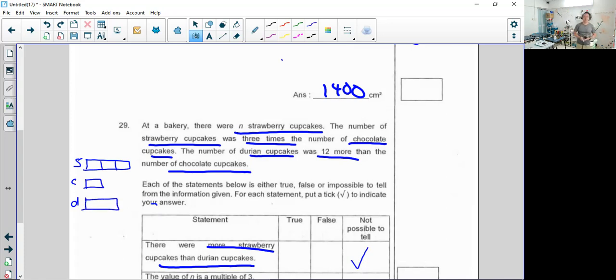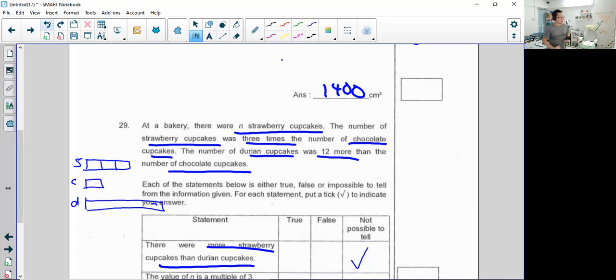So if I draw this way, then you will see that the durian is less than the strawberry. But if I draw this way, if I draw a bit longer, then what happened? It will be more than the strawberry. So we are not sure whether the durian is less than the strawberry, or whether the strawberry is lesser than the durian. We are not sure. That's why not possible to tell.